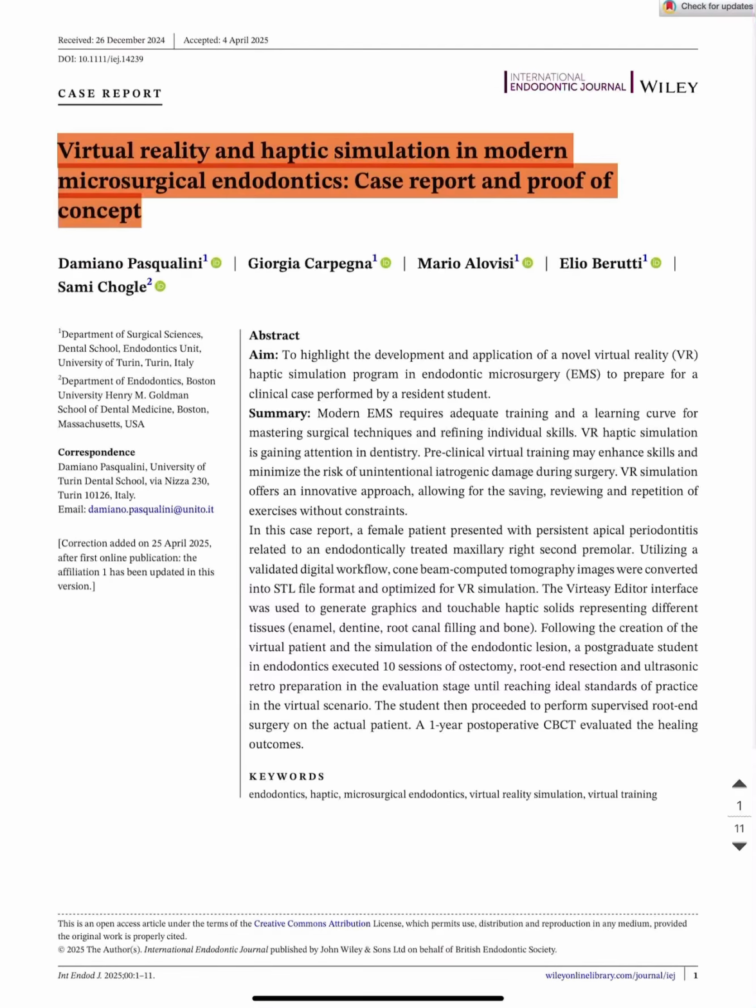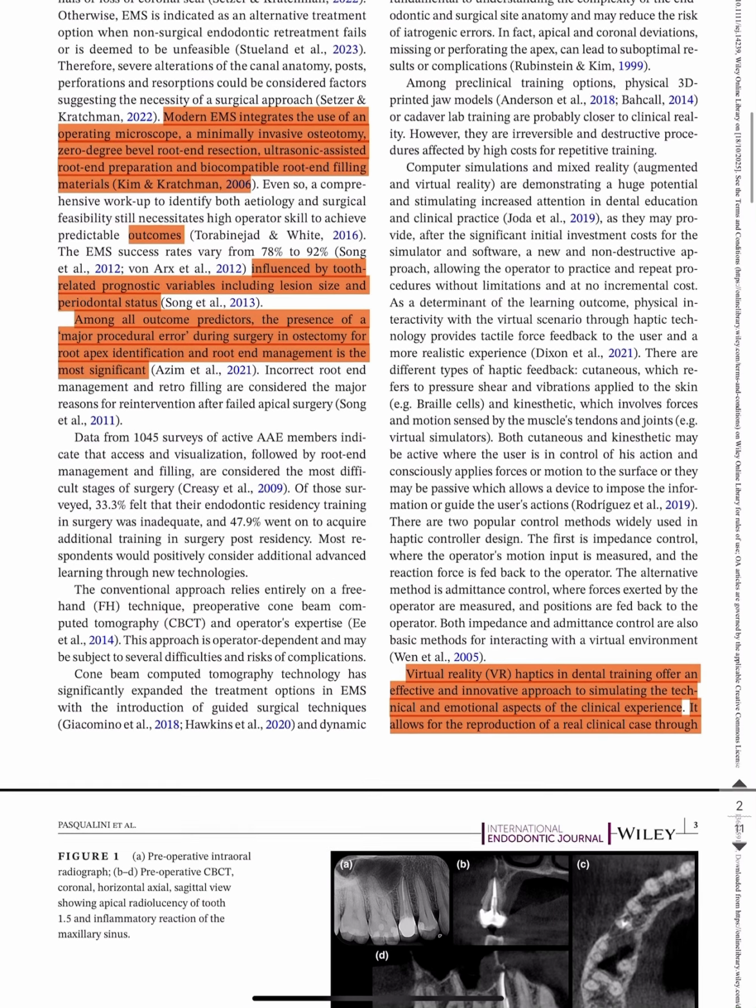Virtual reality and haptic simulation and modeling in microsurgical endodontics: a case report and proof of concept, presented by Pasqualini et al. in 2025 and published in the International Endodontic Journal. Modern endodontic microsurgery integrates the use of an operating microscope, a minimally invasive osteotomy, a zero-degree bevel root end resection, ultrasonic-assisted root end preparation, and biocompatible root end filling materials.